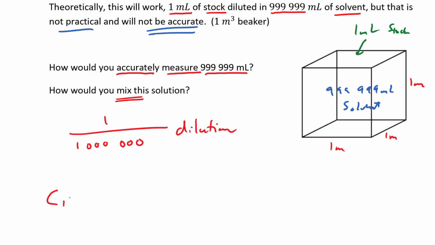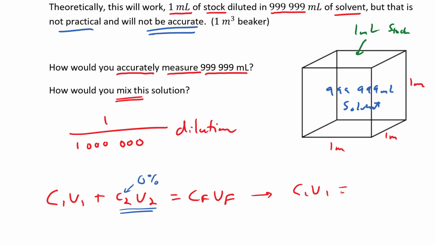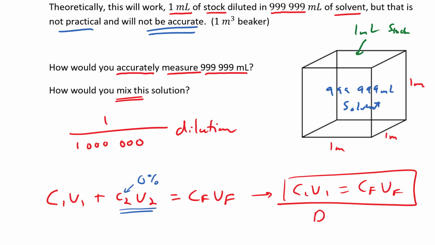So in today's lecture, we took C1V1 plus C2V2 equals CFVF. And because this is going to be water, the concentration will be 0%. Consequently, this becomes C1V1 equals CFVF. This is for dilutions. This is for mixtures. I would also advise you to rearrange the equation first before subbing in.